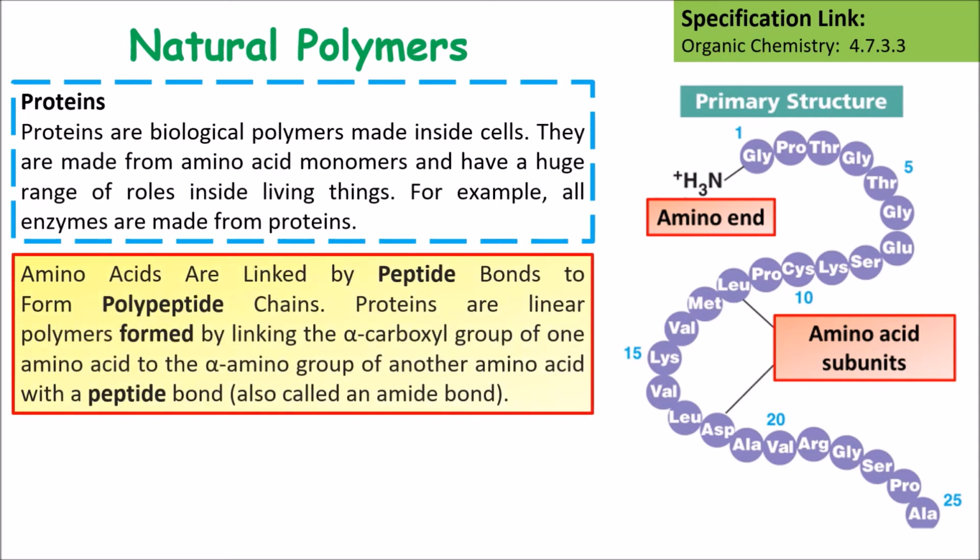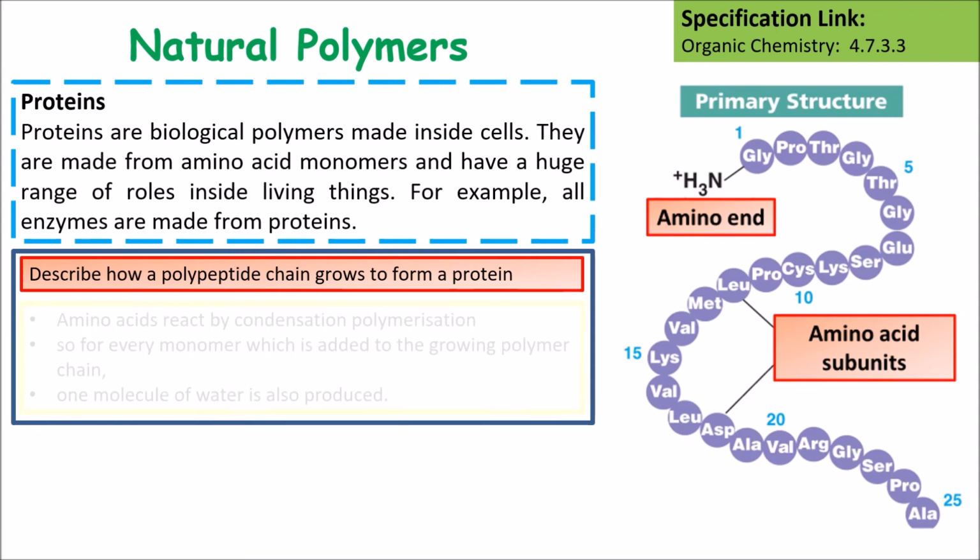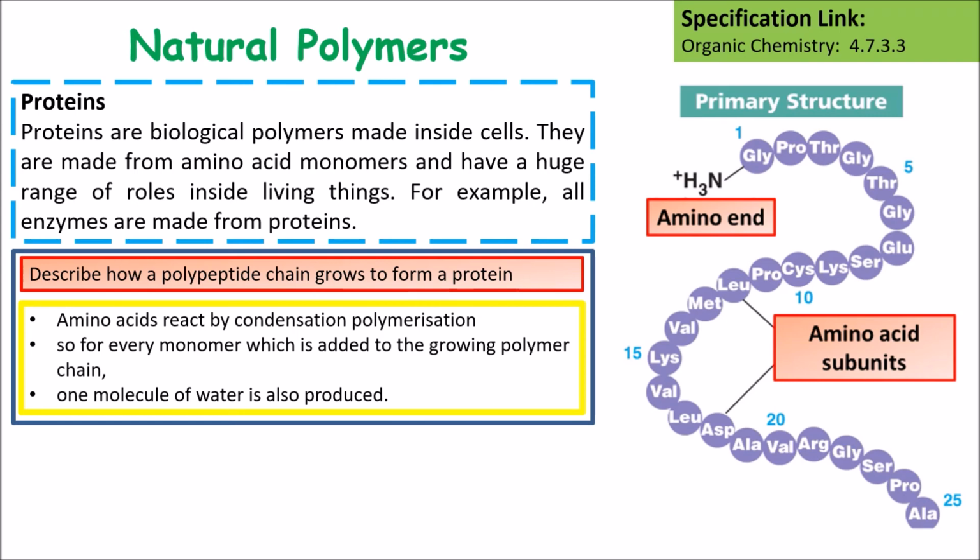Amino acids are linked by peptide bonds to form a polypeptide chain. Proteins are linear polymers formed by linking the carboxyl group of one amino acid and the amino group of the amino acid next to it. So if we're describing how a polypeptide chain grows to form a protein, the important thing to talk about is that you're getting a condensation reaction between amino acids. So for every monomer that is added, a water molecule is produced.